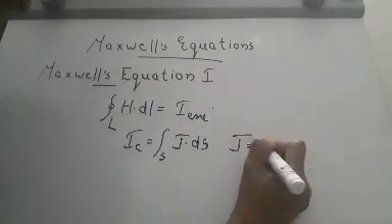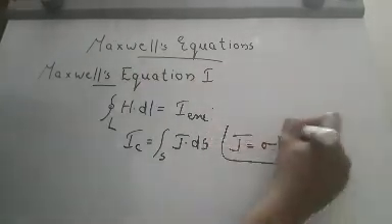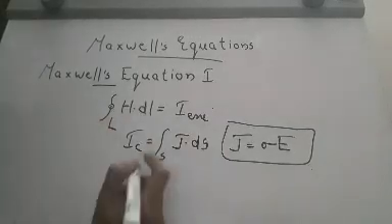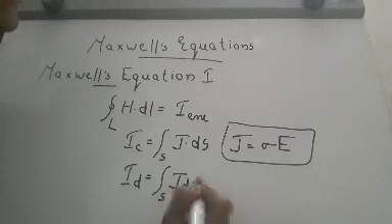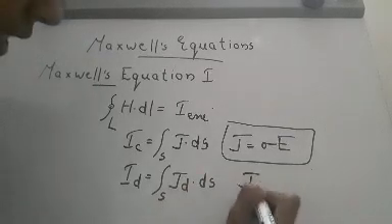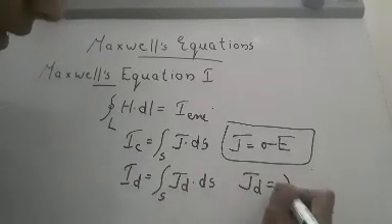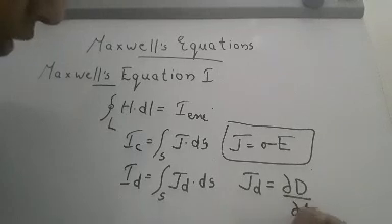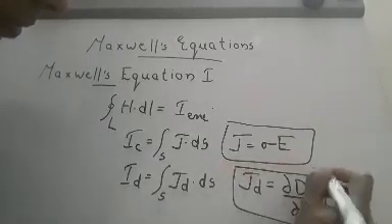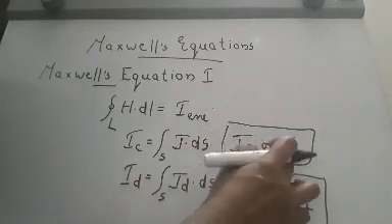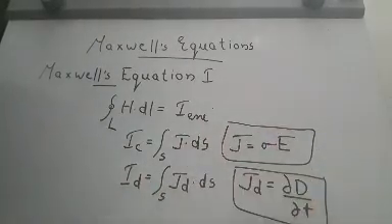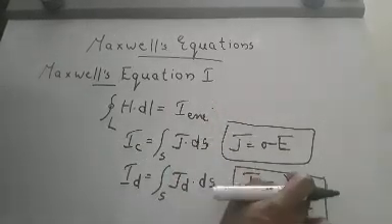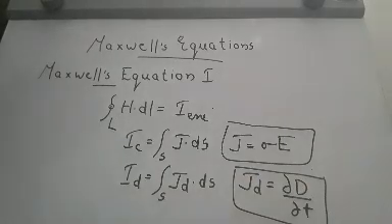J is the conduction current density, which is sigma E, and the displacement current is the surface integral of Jd dot dS. Jd is the displacement current density, which is dou D by dou t. Here J is equal to sigma E, where sigma is the conductivity and E is the electric field intensity. Jd is the displacement current density, J is the conduction current density, and D is the electric flux density vector.